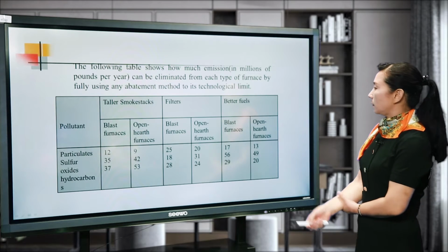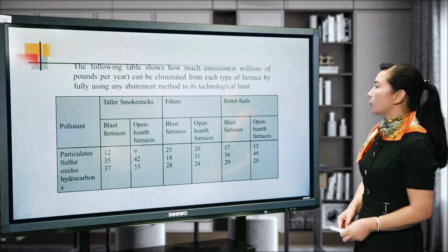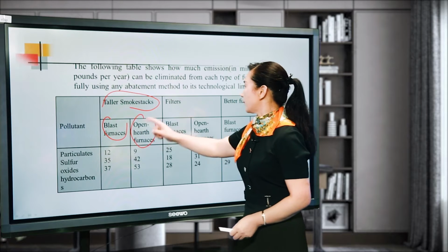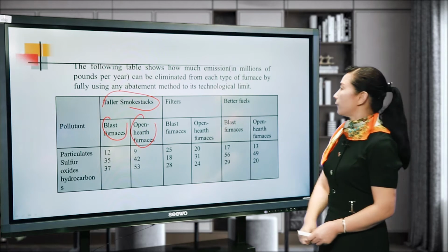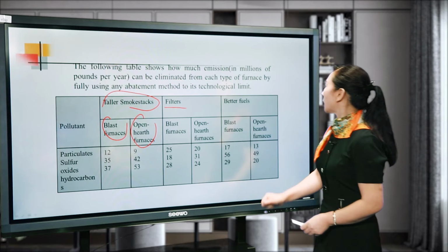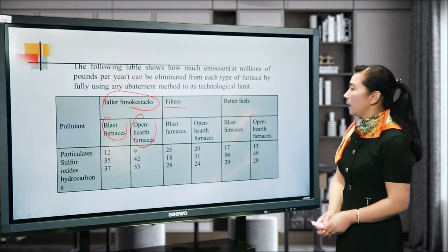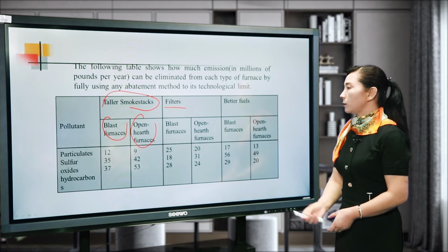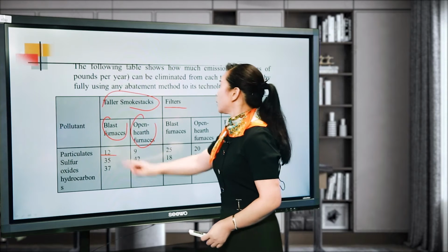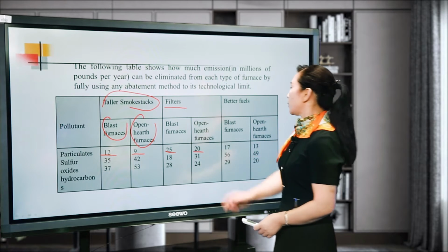That is, we notice in this table, we can install the smokestacks in blast furnace, open hearth furnace. We can use filters in blast furnace, open hearth furnace. We can use better fuels in blast furnace, open hearth furnace. It can reduce or decrease the emission. Particulates is 12 million pounds, 9 million pounds, 25 and 20 and so on.